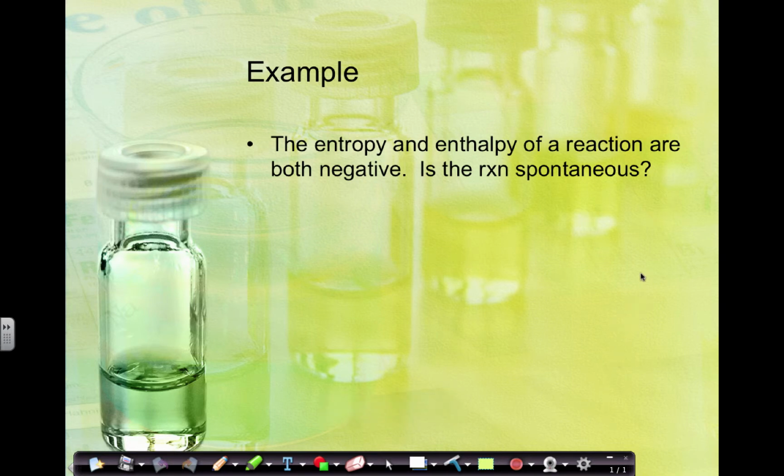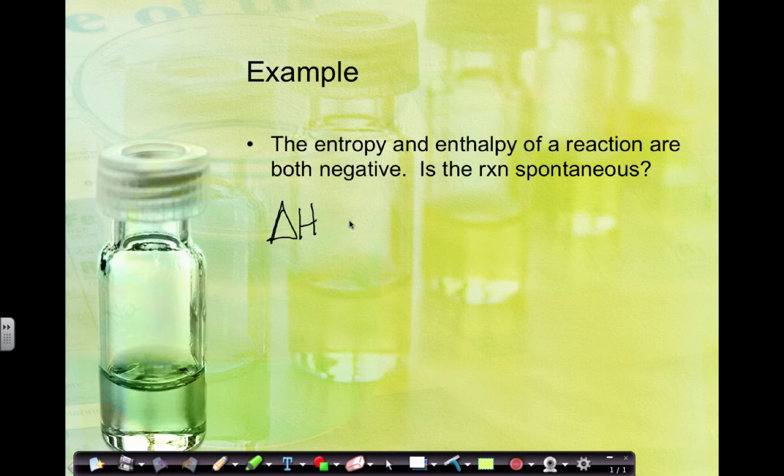All right, so this is an example of a question you might be asked. The entropy and the enthalpy of a reaction are both negative. Is the reaction spontaneous? So again, you can just memorize it if you want. I don't recommend that, because you might remember it for the test, but then you might not remember it in a month. So I will reason my way through this.